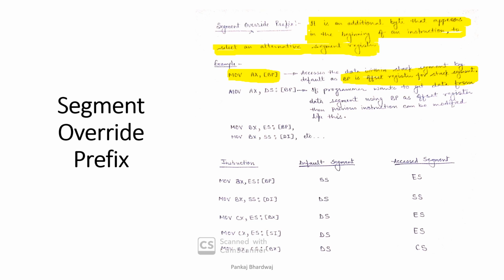to AX. Now, if a programmer wants to get the data from the data segment using the same BP as an offset address, then he can slightly change the instruction to mov ax ds colon bp. That means now the programmer wants to change the default segment from stack segment to data segment. Instead of the stack segment, the programmer wants to have the data from the data segment using the same BP. It can easily be changed by overriding a prefix. That prefix is basically ds colon bp.